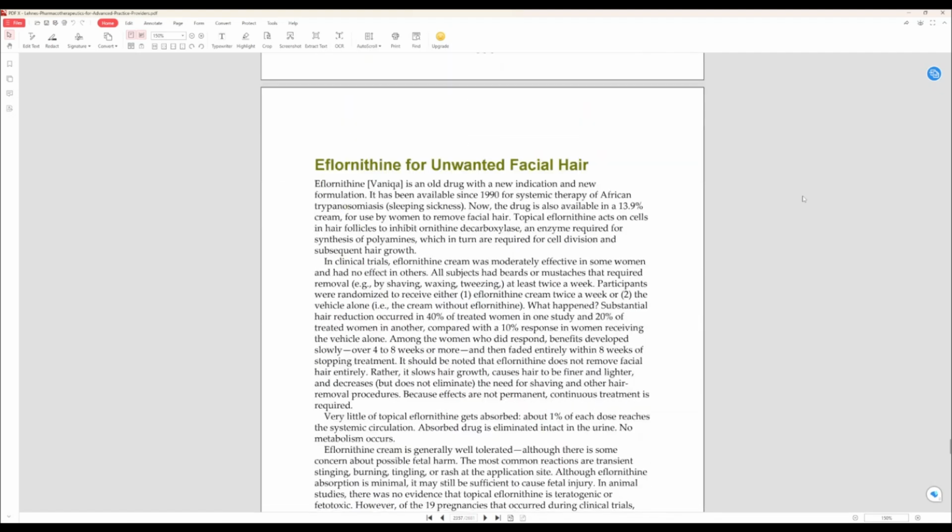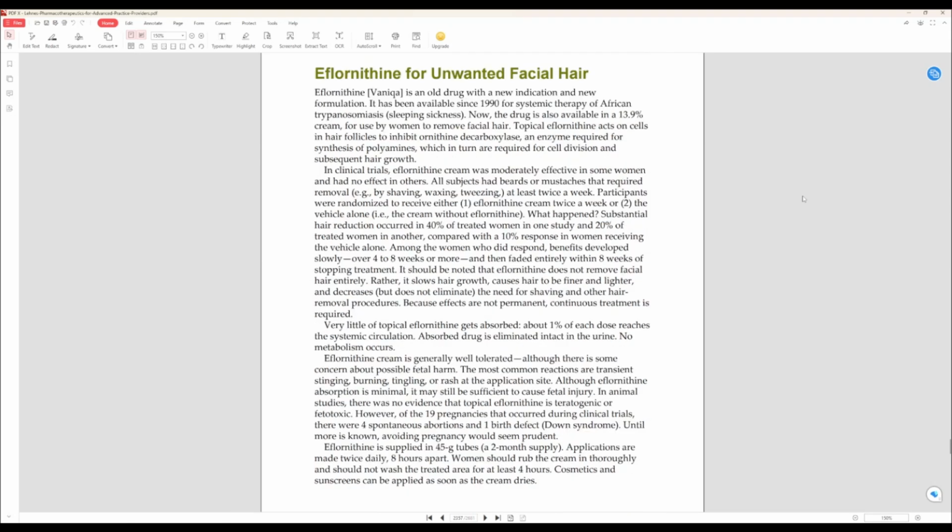Which now brings us to eflornithine for unwanted facial hair, also known as Vaniqa, which is an old drug with a new indication and a new formula. It's been available since the 1990s for systemic therapy of African trypanosomiasis, or sleeping sickness. Now, the drug is available as a 13.9% cream for use by women to remove facial hair.